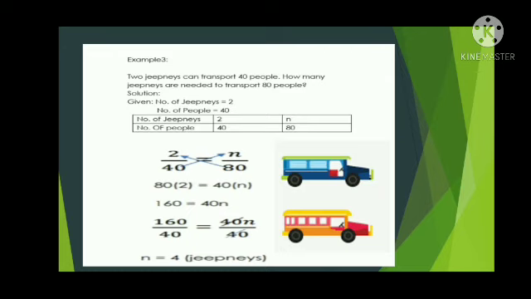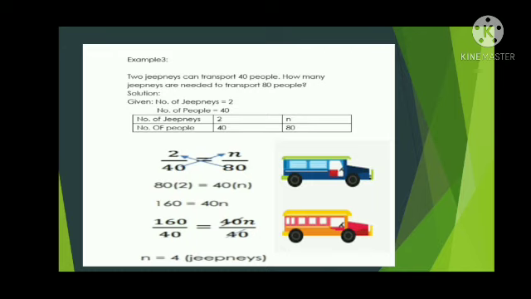Okay, so we have 2 jeepneys can transport 40 people. That is already a proportion, no? So sa dalawang jeepney daw, makakapag-transport siya or dala siya ng 40 katao. Transport 40 people. So that is a ratio of 2:40.